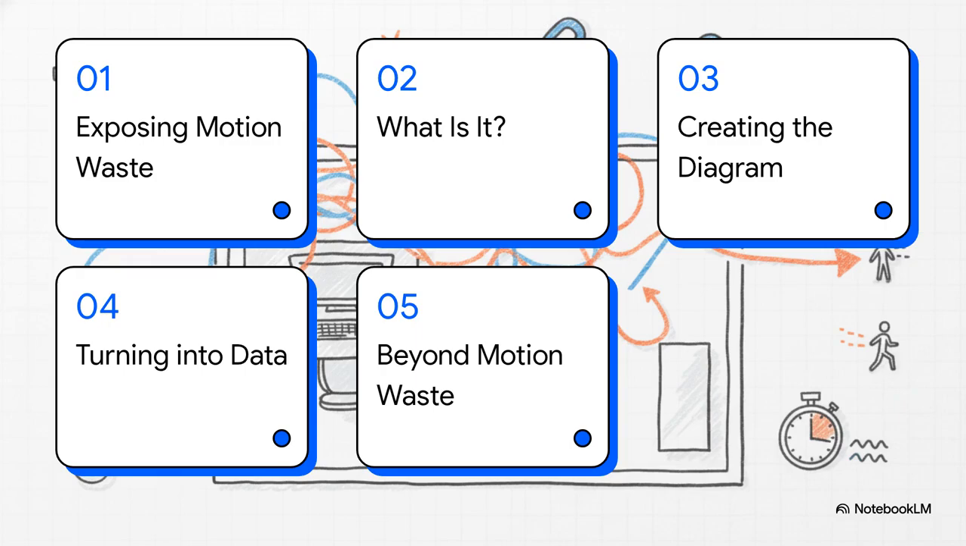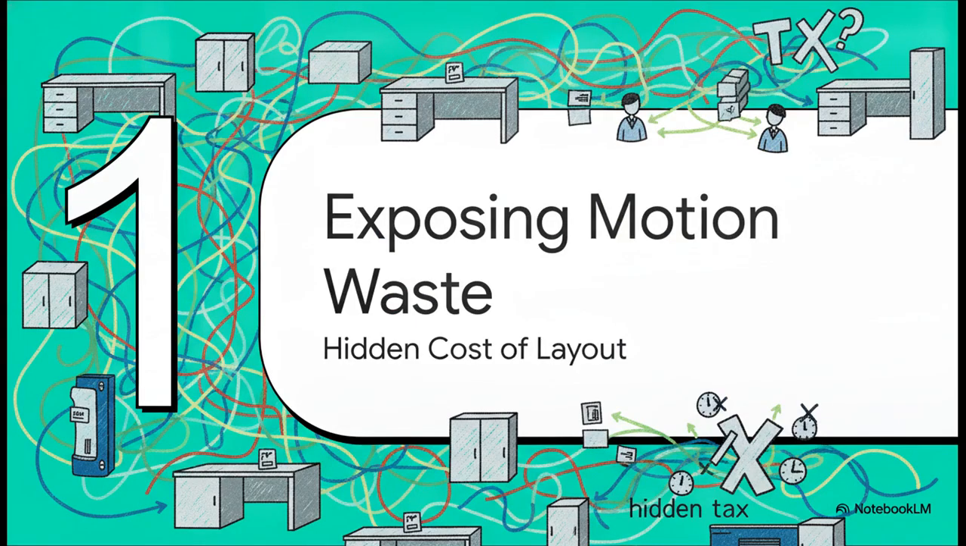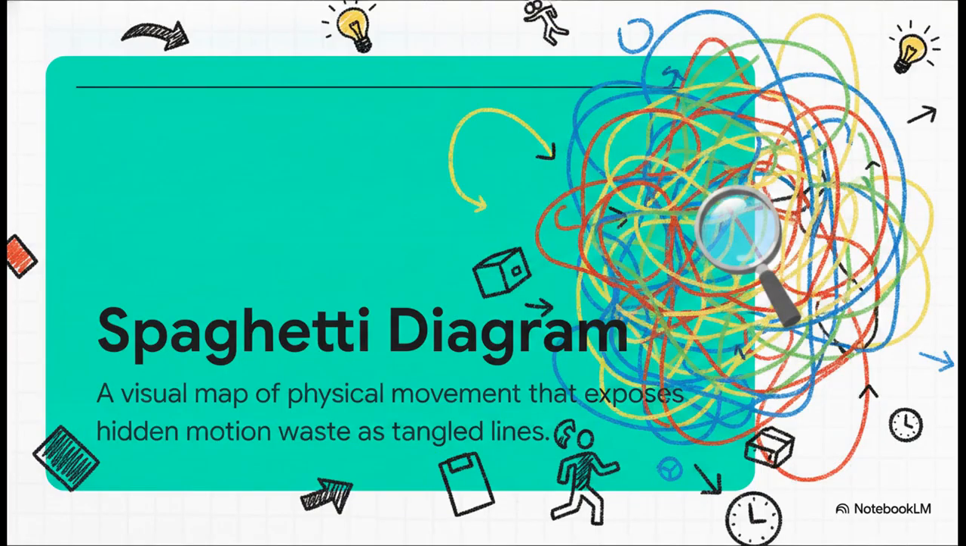Let's dive in. All right, Section 1, Exposing Invisible Motion Waste, the Hidden Cost of Layout. Our journey starts by confronting a pretty frustrating reality. Poor physical layouts dictate our efficiency way more than we realize. So often, workspaces just grow organically. A new cabinet gets shoved wherever it fits. A new role is added without anyone actually redesigning the walk pattern around it. And the result? A hidden tax on literally every single cycle of work you perform.